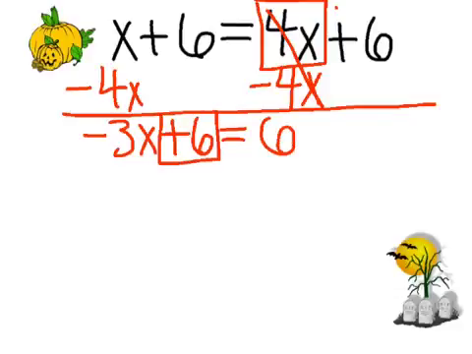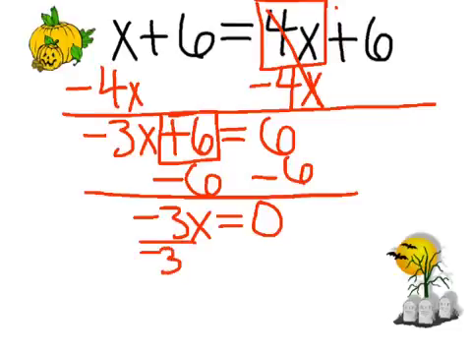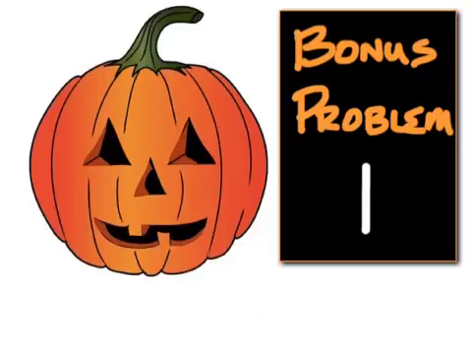Next, we need to move our 6 to the other side. It's a positive 6, which means we need to subtract 6 from both sides. So we have negative 3x is equal to 0. We divide by our coefficient, and 0 divided by any number is just going to give you 0.